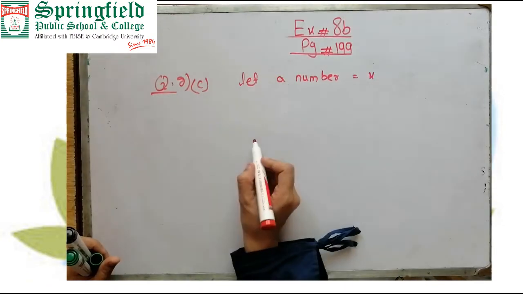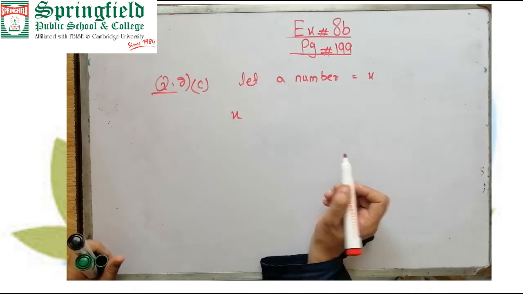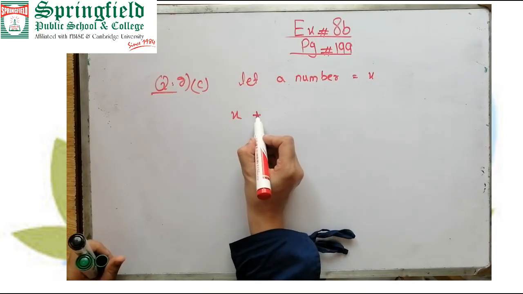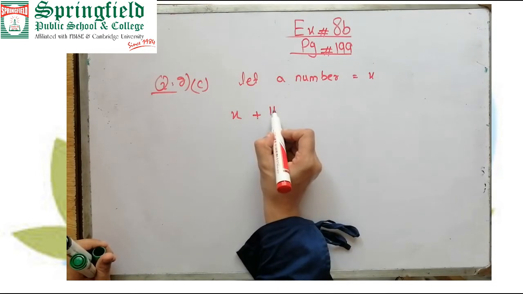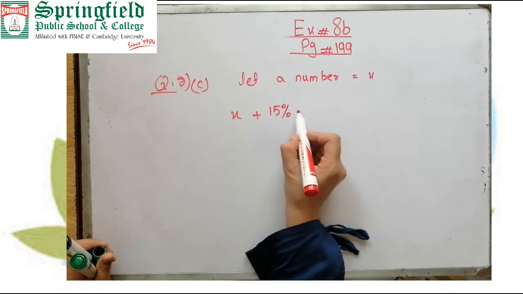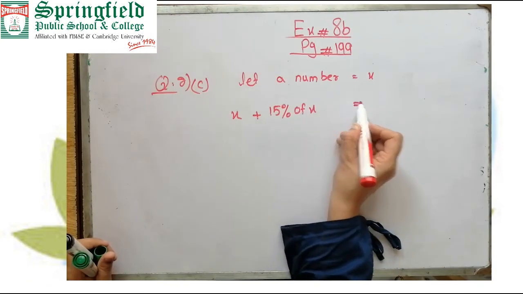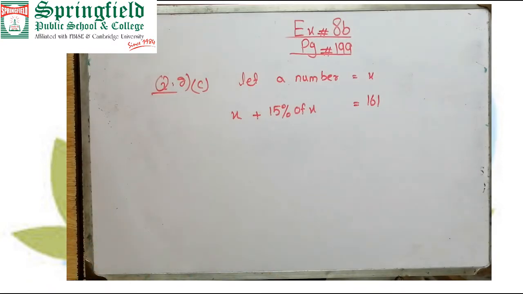be equal to x. Then the result of x is, as we know, the result of a number. When it increases, it means we will add 15% of a number. 15% of a number is, as we know, x, which is equal to 161. Then find out the value of x. Understood, beta? We will make the equation according to the given statement.